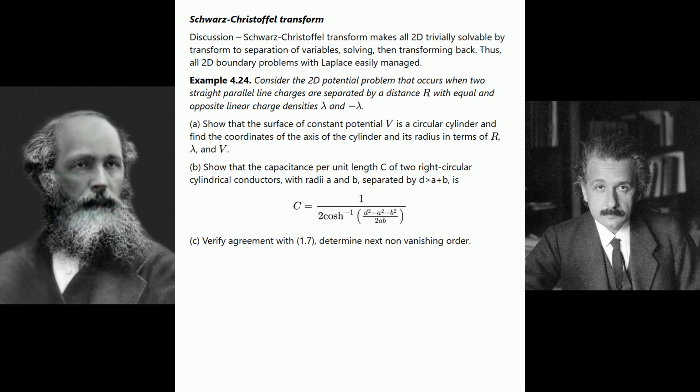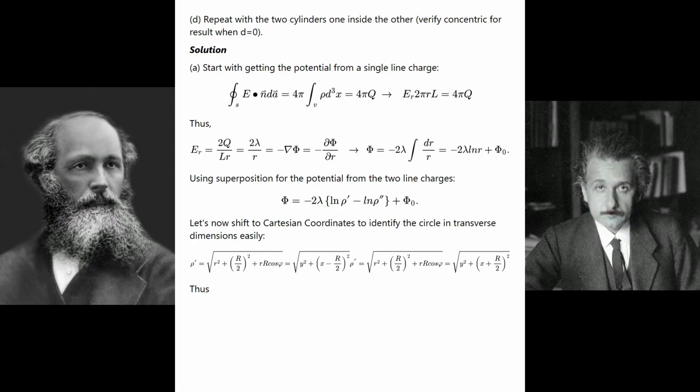B. Show that the capacitance per unit length C of two right circular cylindrical conductors, with radii A and B, separated by d greater than A plus B, is C. The next equation. C. Verify agreement with 1.7. Determine the next non-vanishing order. D. Repeat with the two cylinders one inside the other. Verify the concentric result when d equals 0.